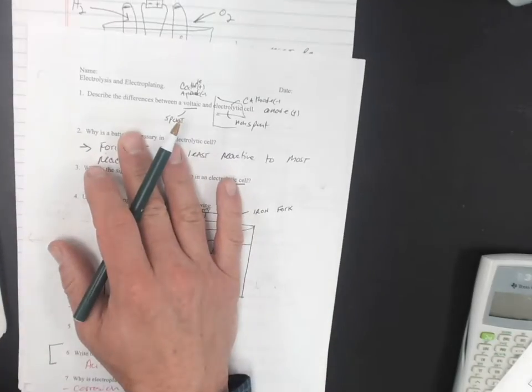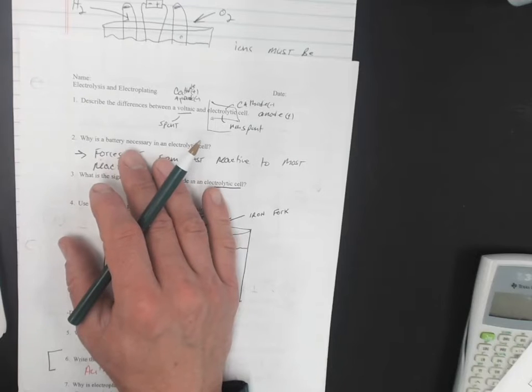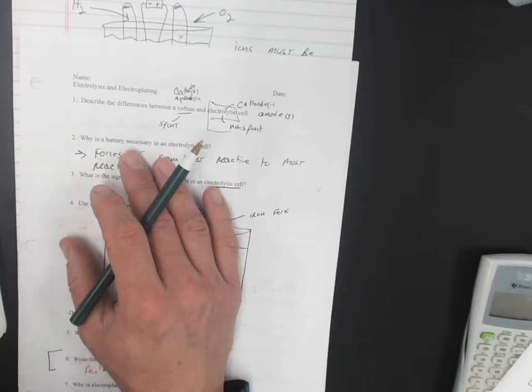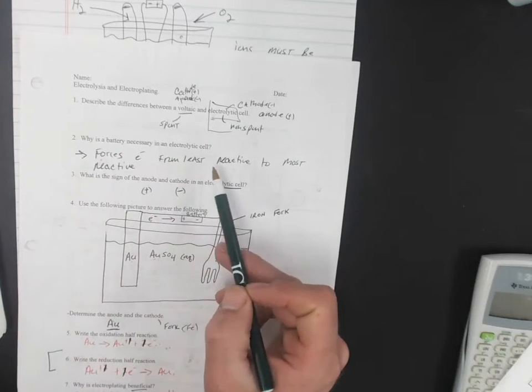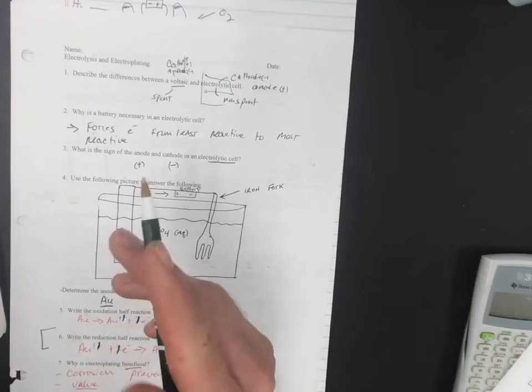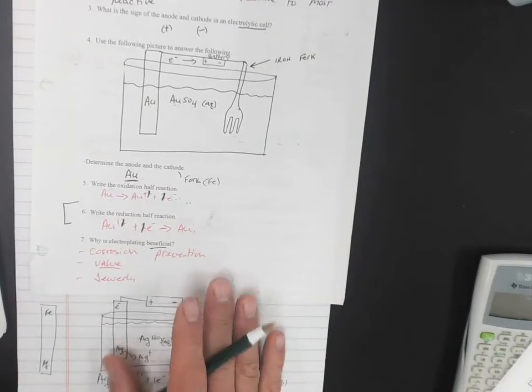Okay, tell me the purpose of the battery. Caleb, go ahead. What is the purpose of the battery in an electrolytic cell? Because the reaction isn't spontaneous. That's right. So the battery is used to provide energy to force a non-spontaneous reaction to occur. So it forces electrons from the least reactive to the most reactive metal. And number 7, we can skip to.